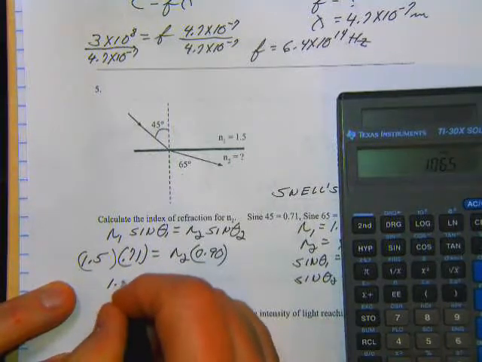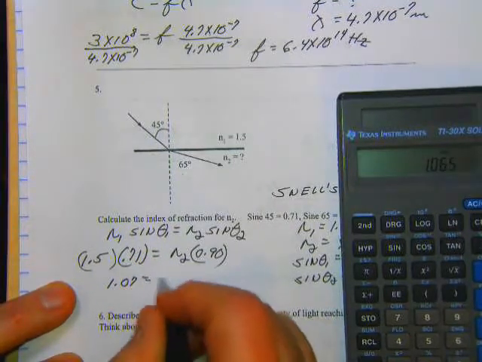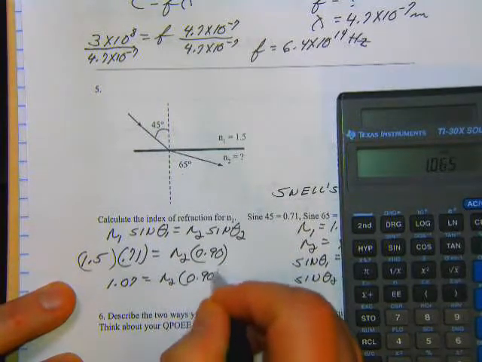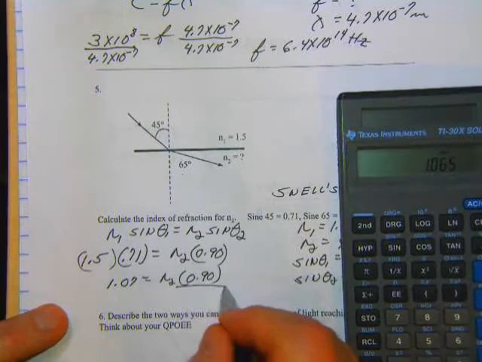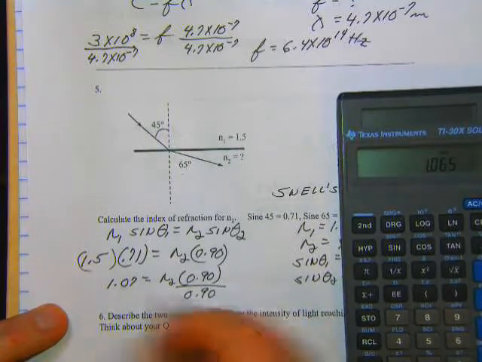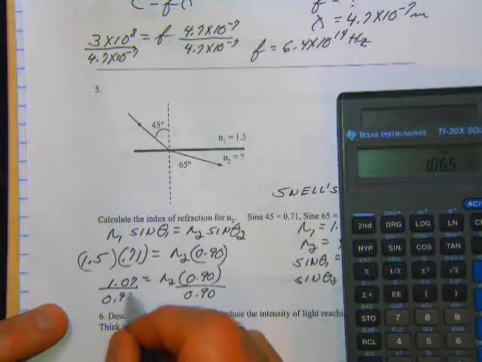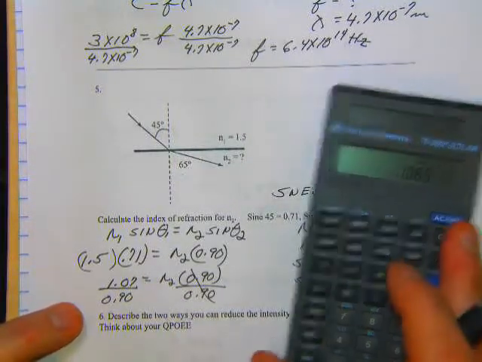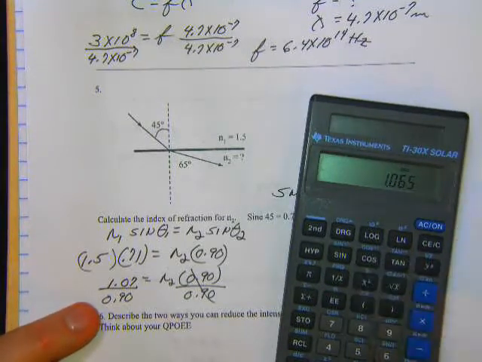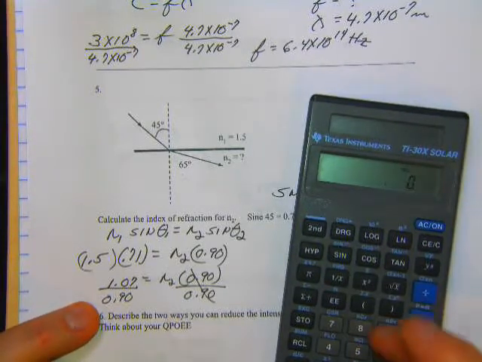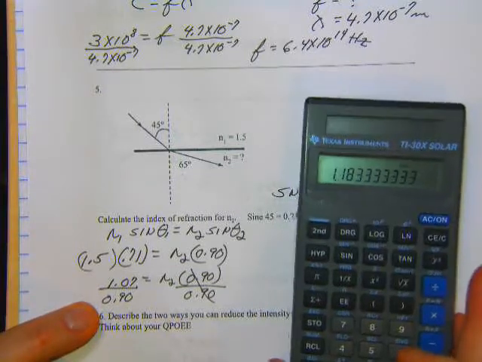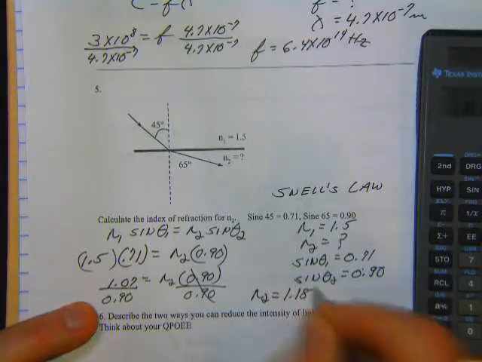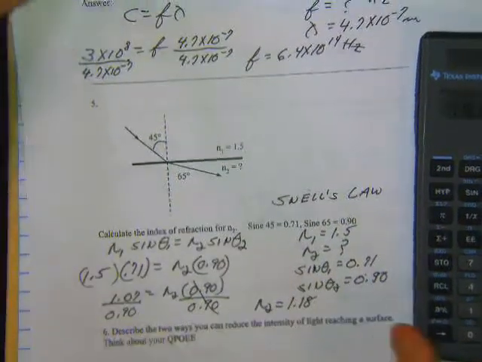So 1.07 equals N2 times 0.90. Now I very simply divide each side by 0.90. I'm just going to leave that because I already have it up there. 1.07 divided by 0.9 equals 1.18. So N2 equals 1.18. That's all that one is.